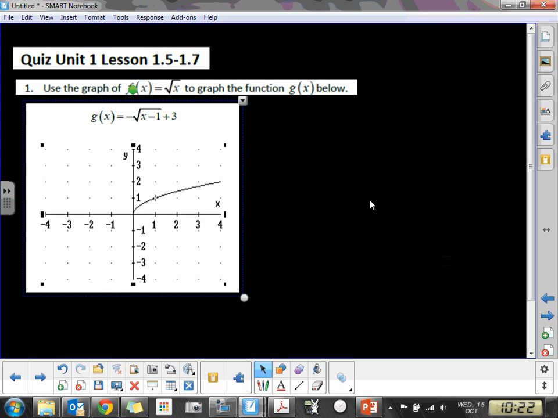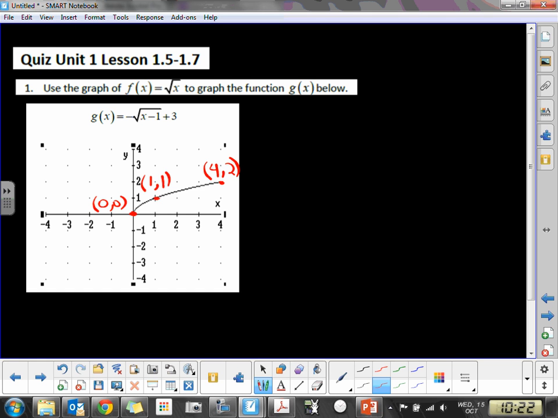Question 2, or 1b. What we're doing is transforming the same parent function, the square root of x, which is our Nike swoosh symbol upside down. We talked about that. And using our same control points, so I'm going to select the same control points I had last time: (0, 0), (1, 1), and (4, 2).